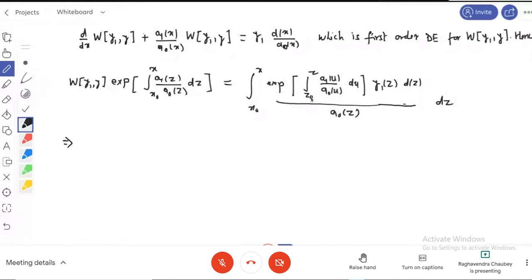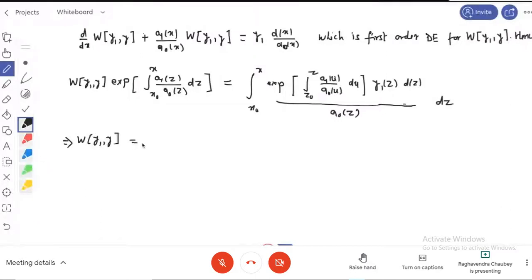This is a function of u. Then we put in the upper and lower limits, and this is a function of z. The whole thing is a function of z. Then we integrate, and putting in the upper limit and lower limit, this becomes a function of x. So that's why we change the variable here. So this implies the Wronskian of y1 and y.